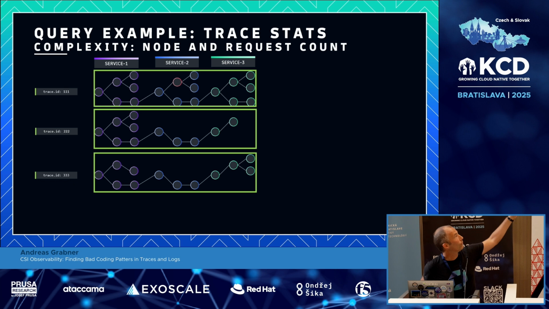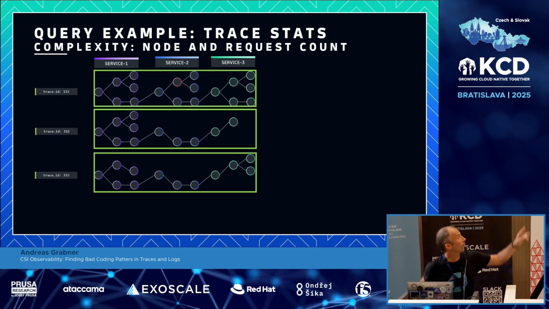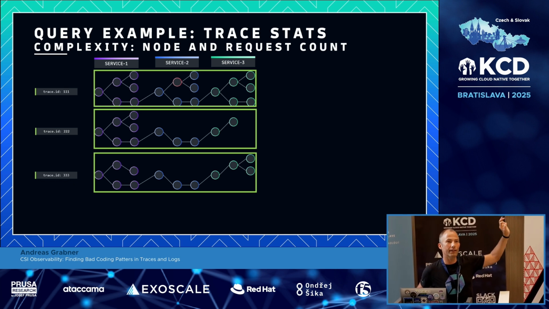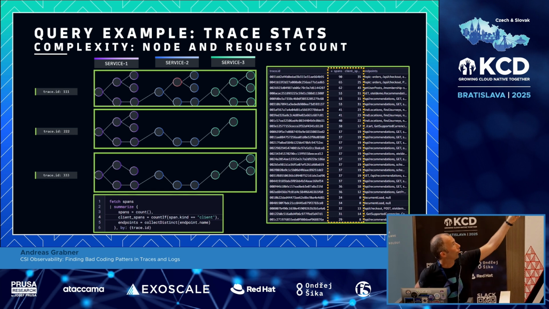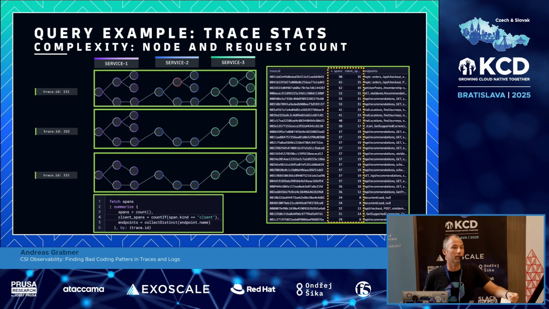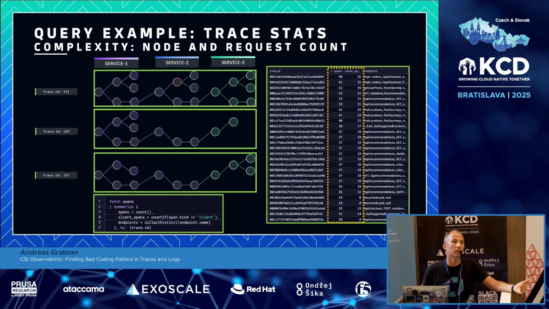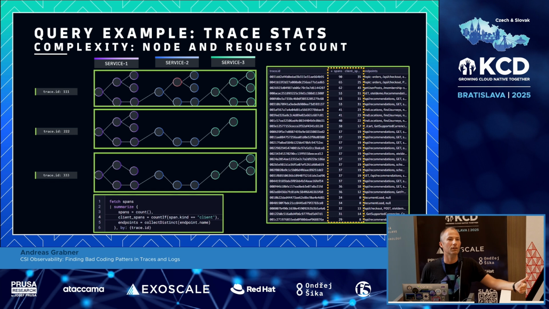Because every trace has one unique identifier, the trace ID, we can run a query to get an overview of every trace ID. I want to know how many spans are in there and also how many client and server-side calls are in there, because then I know how complex some of these are. And then you may wonder, why do we have individual ones that have 50, 60, 100 different service calls?